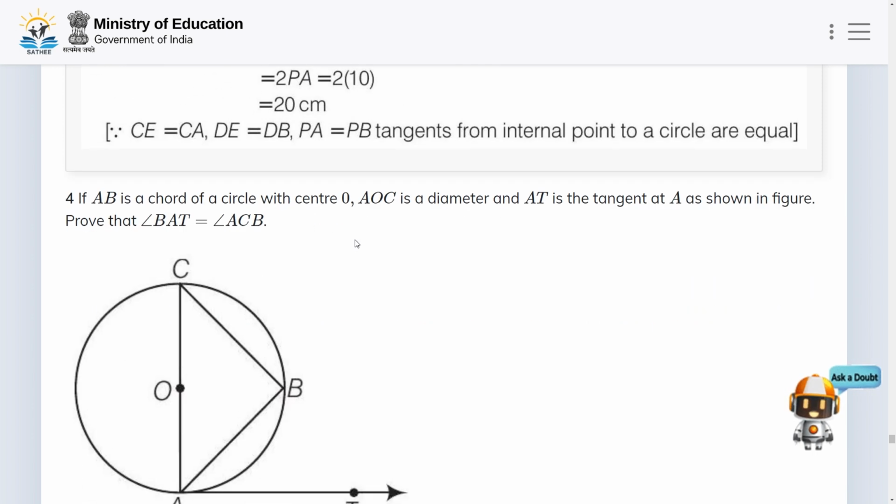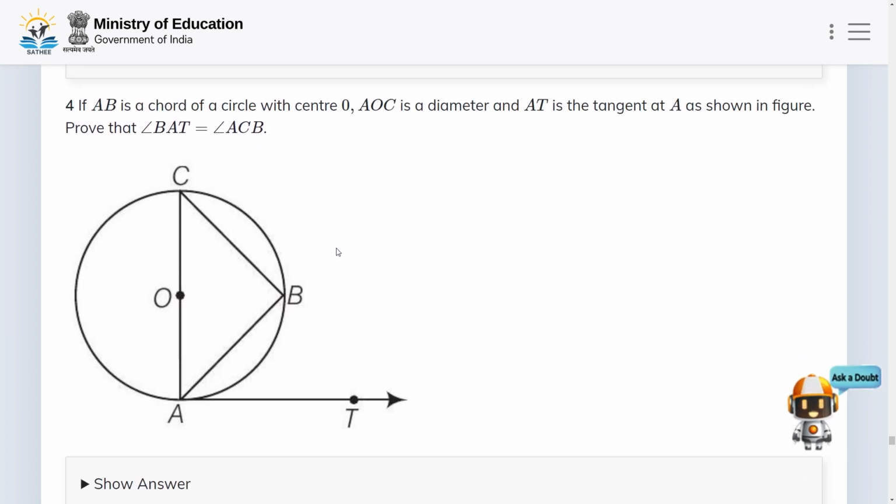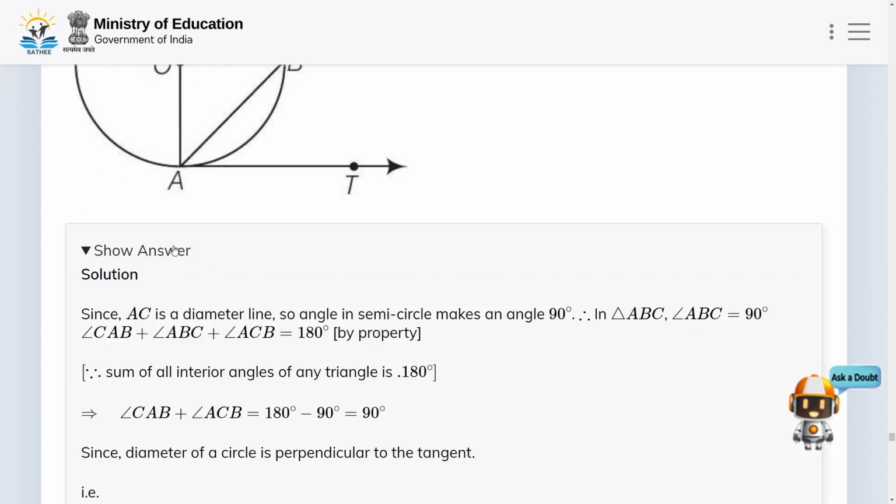Okay, now let us move to the next problem. In the next problem, we have: if AB is a chord of a circle with center O, AOC is a diameter, and AT is the tangent at point A as shown in the figure, prove that angle BAT is equal to angle ACB. So let us prove it.